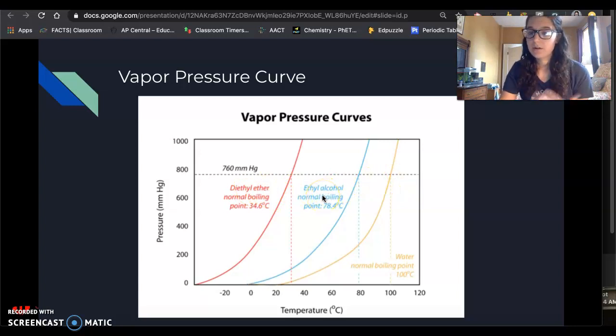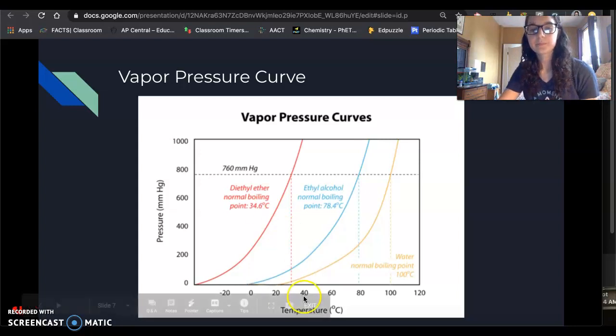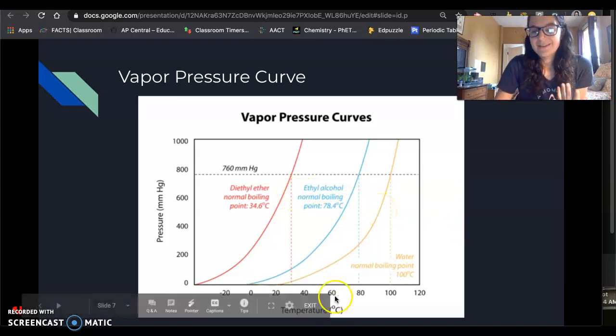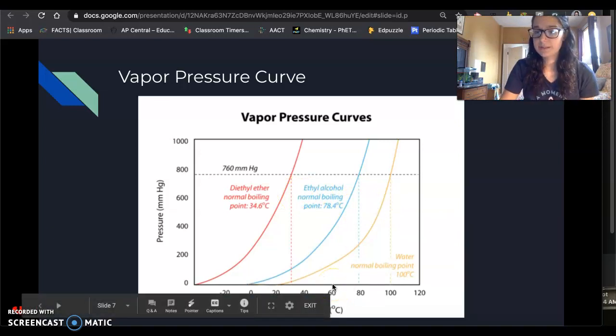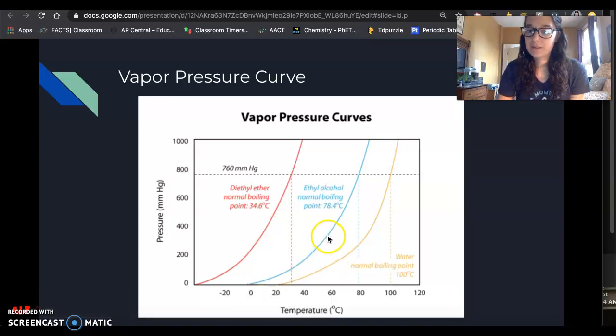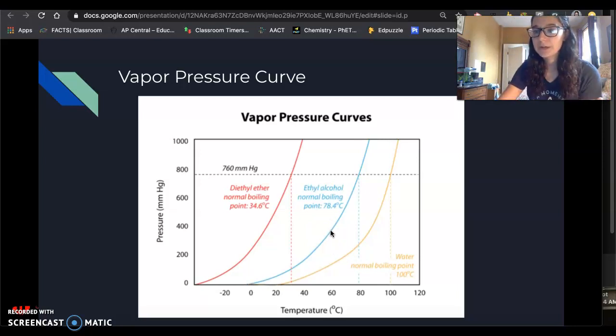So ethyl alcohol, like I said, alcohols have a relatively high vapor pressure compared to water, and ethers are kind of the same. They have a very high vapor pressure. So that means these two have weaker intermolecular forces compared to water. If we look at a given temperature, 60 degrees Celsius, the vapor pressure of water is about maybe 100 millimeters of mercury, whereas the vapor pressure of ethyl alcohol is about 400 millimeters of mercury.